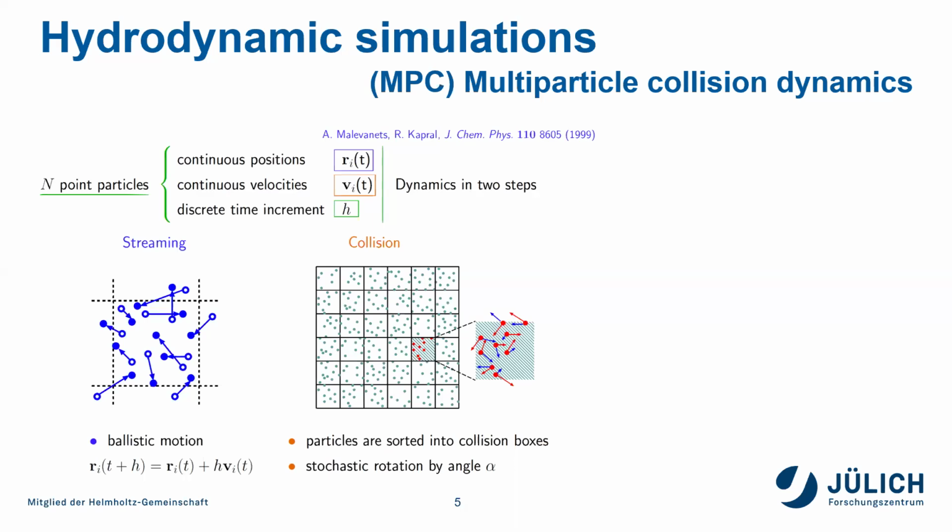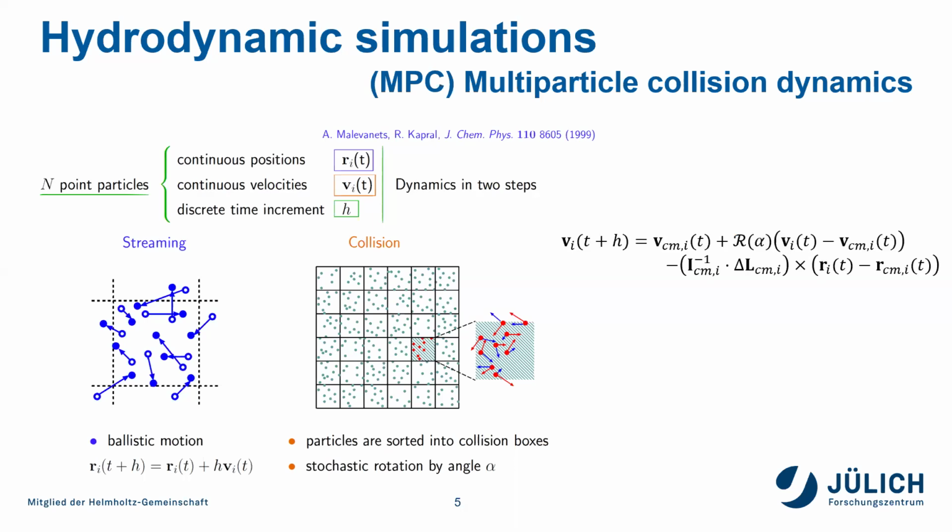The idea is that the solvent consists of point particles that don't have a particular size, and they move continuously in position and in phase space. So they have continuous positions and velocities, and there are 2 steps in discrete increments of time. In the streaming step, they don't see each other, they just stream, and in the collision step, they exchange momentum only with the particles that happen to be in the same collision box. So you sort them, and they exchange momentum. There are different ways of doing this collision. My favorite one is this stochastic rotation.